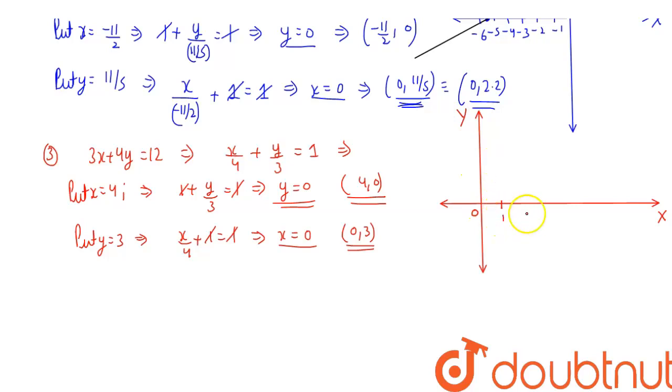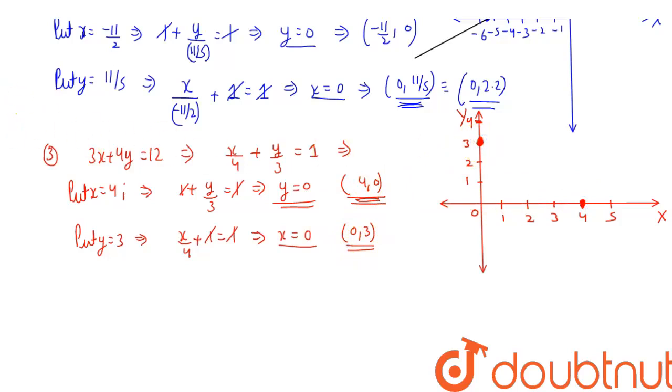Now let us plot the points on these axes. Here we have 1, here we have 2, here we have 3, here we have 4, and here we have 5. And on the y-axis here we have 1, here we have 2, here we have 3, and here we have 4, somewhere here. So this is 4. Now here we can see that one point is (4, 0). So (4, 0) lies somewhere here, and the point (0, 3) lies somewhere here.